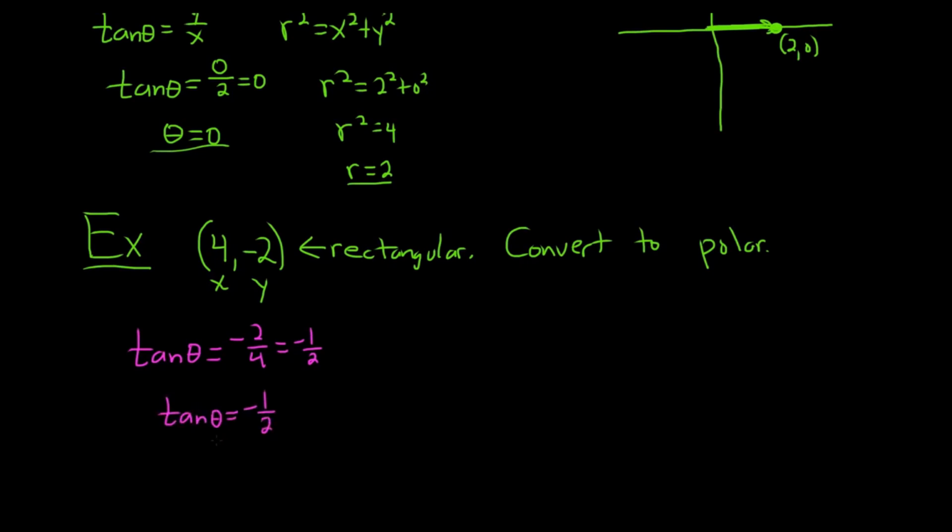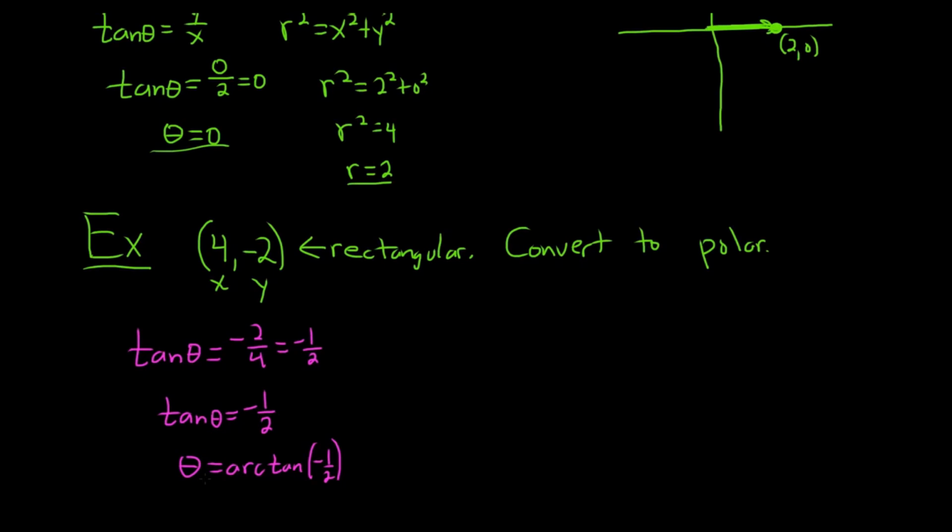So now what you want to do is realize that if the tangent takes theta and sends it to negative 1/2, then the arctan takes negative 1/2 and sends it back to theta. They're inverse functions. They undo each other. Again, the tangent takes theta and gives you negative 1/2, so the arctan takes negative 1/2 and gives you back theta.